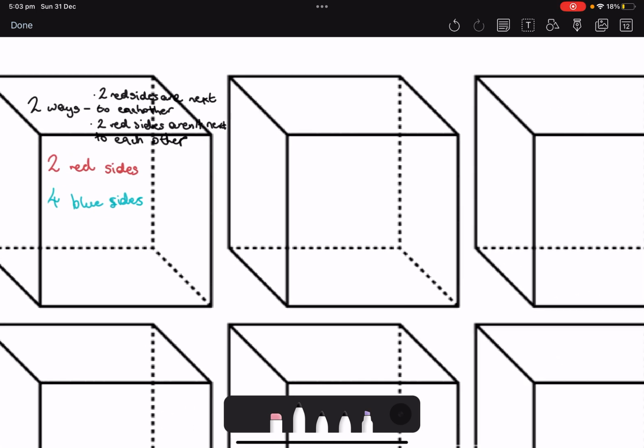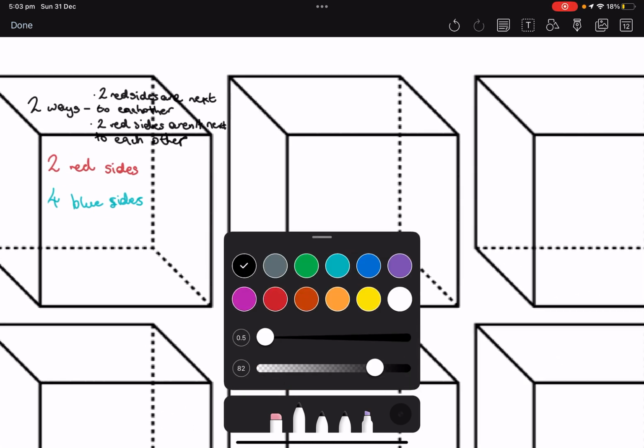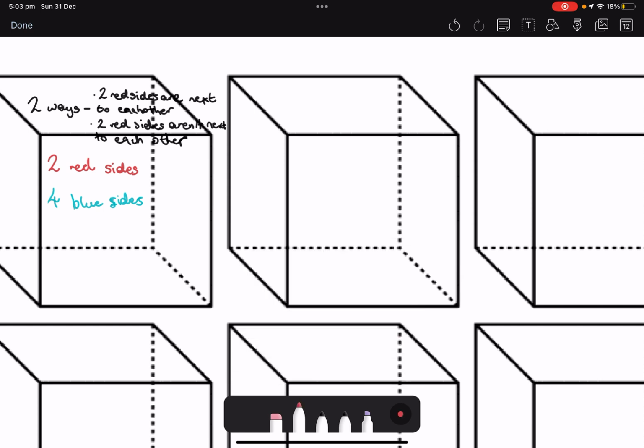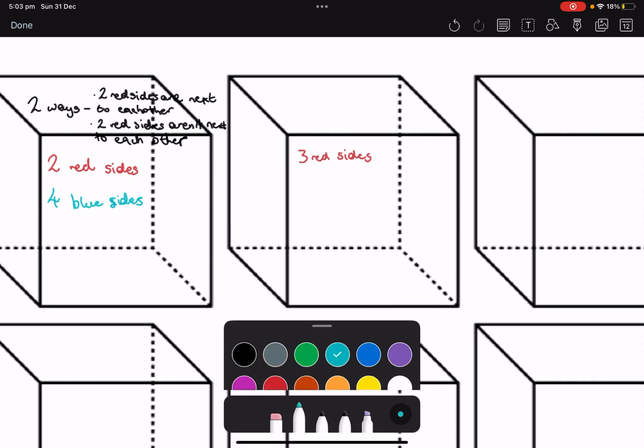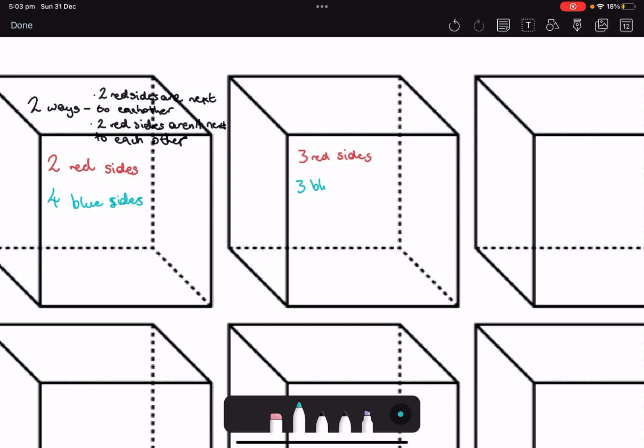And if we go to the next cube, we could have 3 red sides and 3 blue sides. Sorry, I need to make my blue sides just a bit further away. Okay, so we could again have 2 ways of doing this.